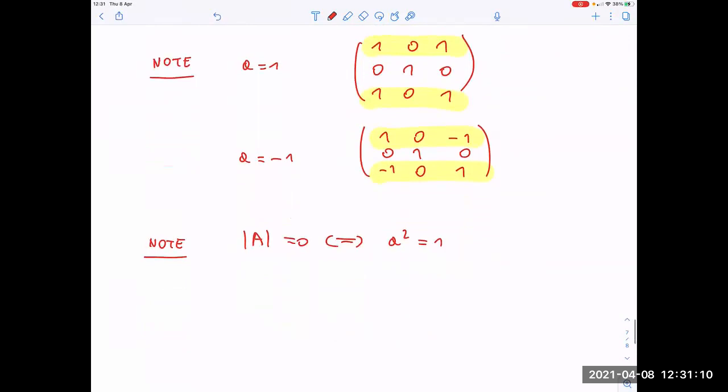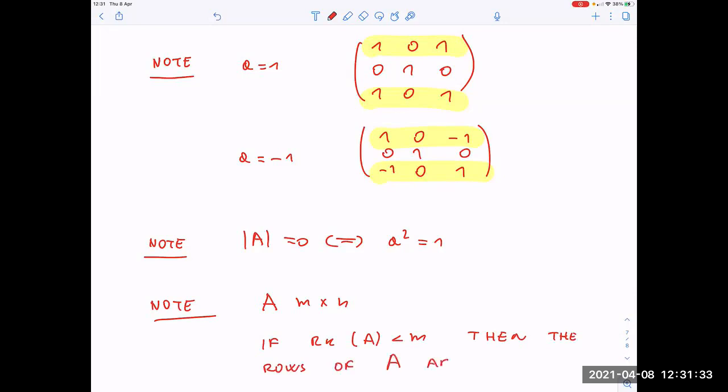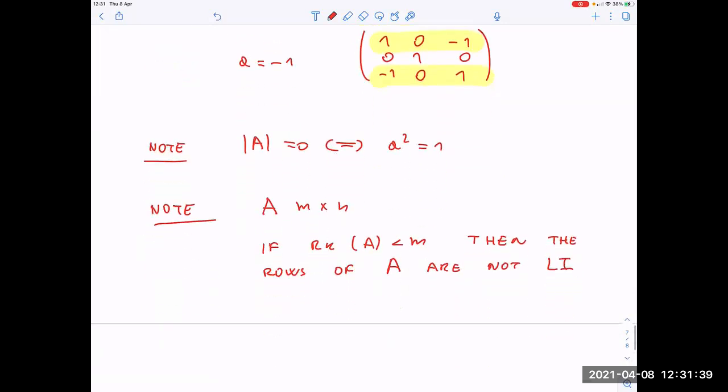So let's make a note. If I have my matrix A of size M times N, if the rank of A is less than M, then the rows of A are not linearly independent. Why? Well, because by performing elementary row operations, I will get a 0. So one of the rows will disappear. Okay? Perfect.